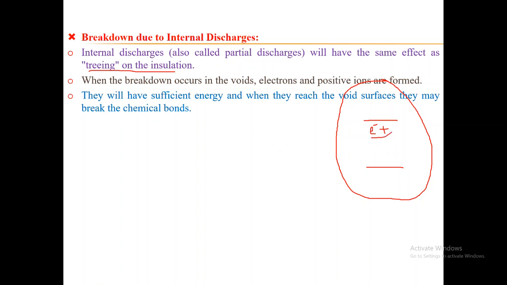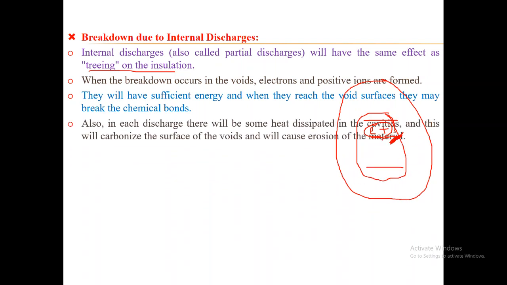Suppose now these electrons and these positive charges are colliding with the inner surface of the void. They are continuously targeting or colliding with the inner surface, where you can observe the mechanical kind of damage due to this ionic bombardment phenomenon. So these space charges will continuously collide with this inner wall of the void, and as an effect it will break its chemical bond.